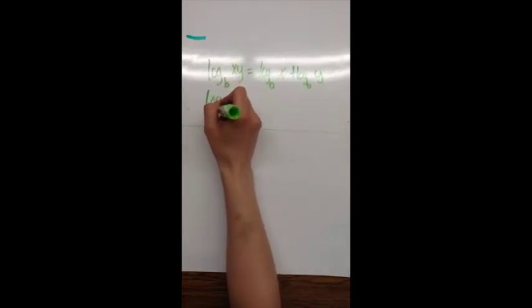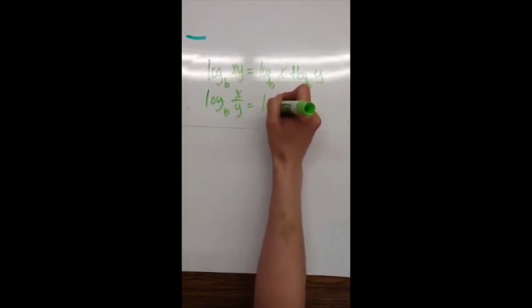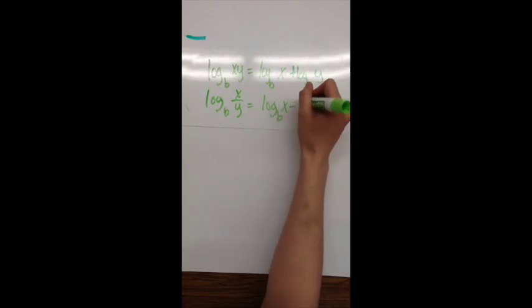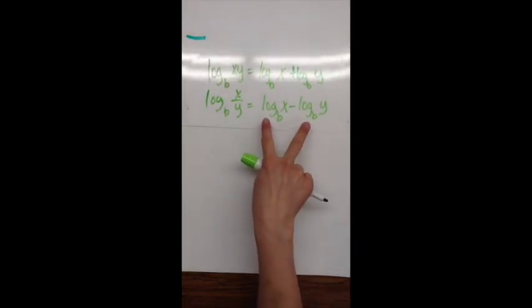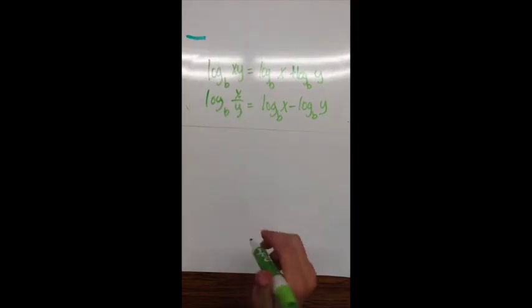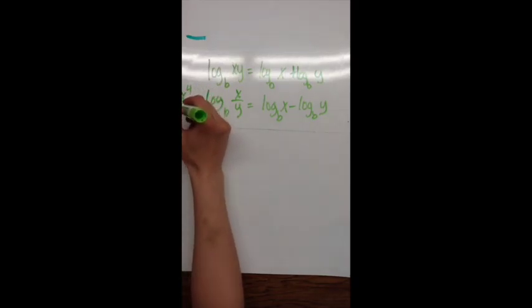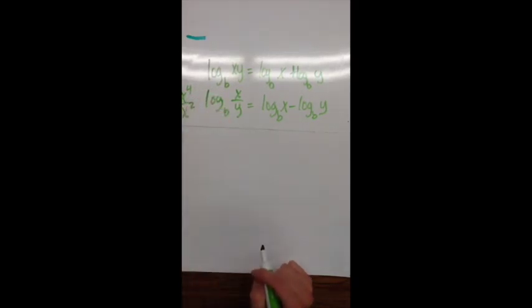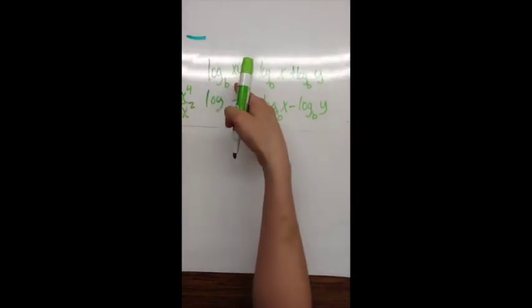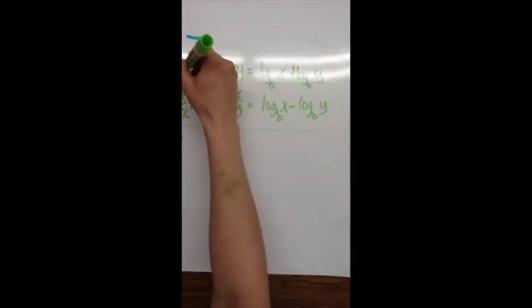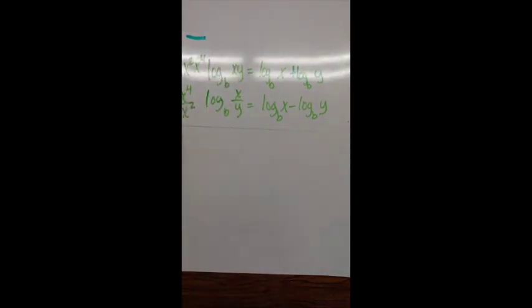I also have log base b of x divided by y, and that can be written as log base b of x minus log base b of y. So here I have a subtract from dividing, which is similar to your exponent rules, where if I had like x to the fourth over x squared, I would subtract the 4 and the 2. And then the multiplying one, if I had x squared times x to the fourth, I would end up adding the two exponents instead.